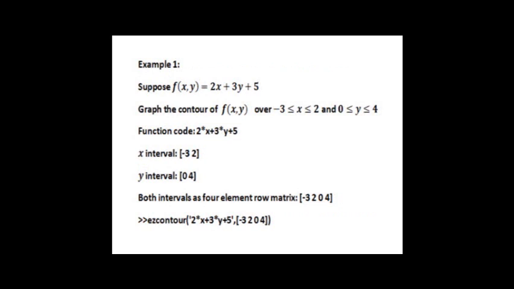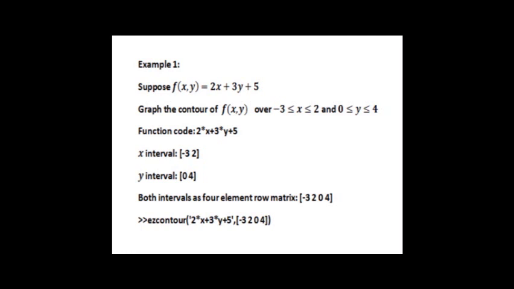Let us jump start with example 1. Here we have a linear function, f x y equals 2x plus 3y plus 5. We'd like to graph the contour for this function over the interval of x and y as shown on the screen. The functional code is shown there, the x interval as a two-element matrix, the y interval as a two-element matrix, and the two intervals together as a four-element matrix.